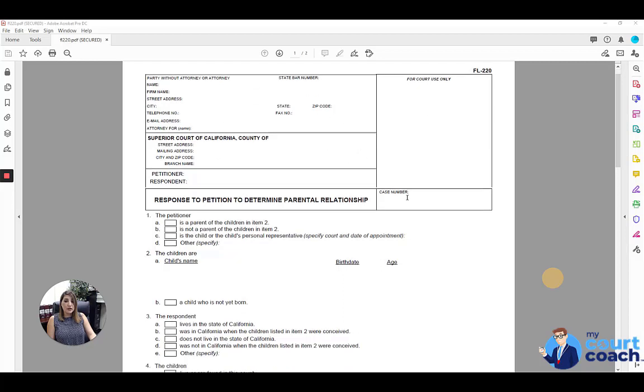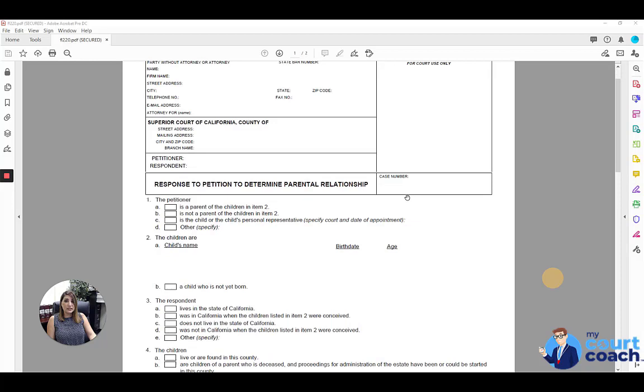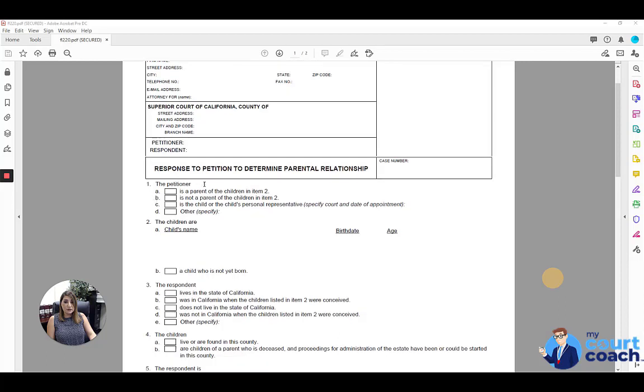The rest of the form is essentially responding to everything that the petitioner has marked on their form. So first off, in the original petition, the petitioner has marked some information in this first box, and so you are going to mark your version of facts. If the petitioner, you want to first start off by identifying the role of the petitioner to the case. So if you believe them to be a parent of the child in item 2, mark box 1A. If you believe them not to be a parent of the children in item 2, mark box 1B.